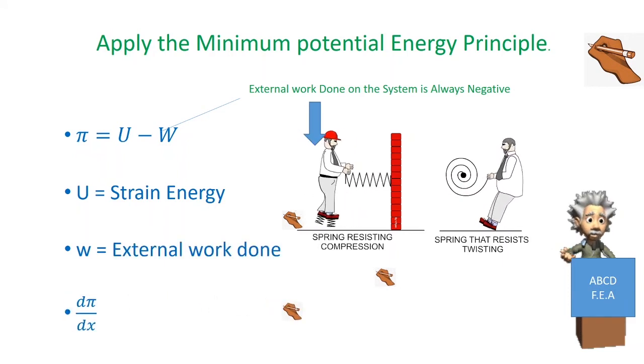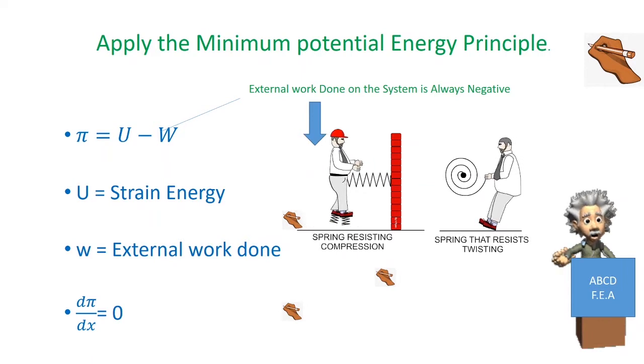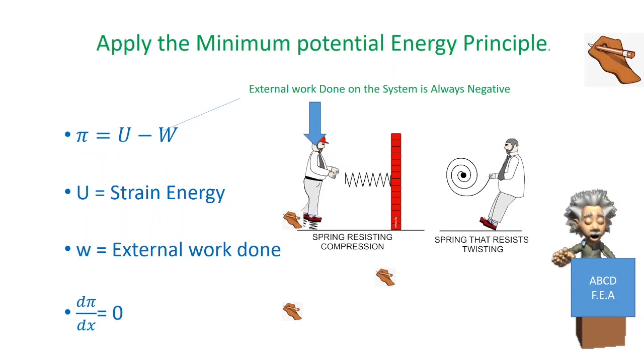Now, minimum potential energy states that if we differentiate the total energy of the system with respect to dx, it will become zero. That is minimum potential energy. That is how we find out the Rayleigh Ritz method.